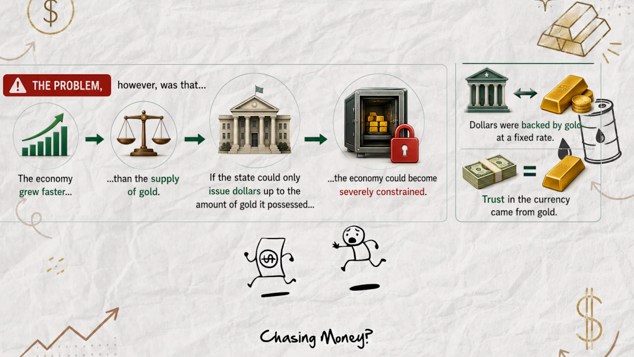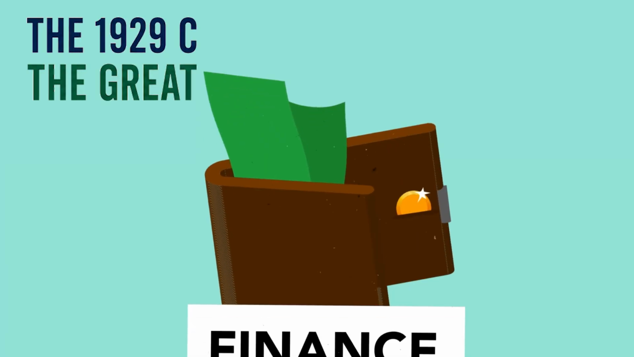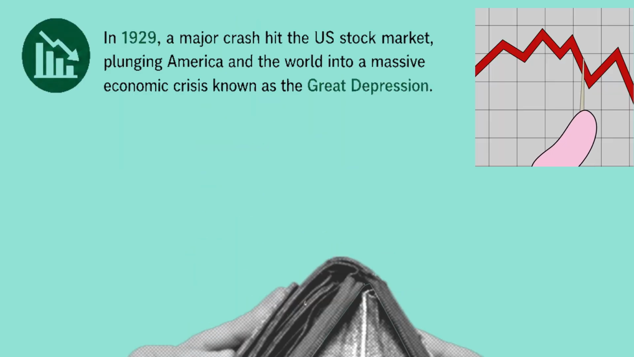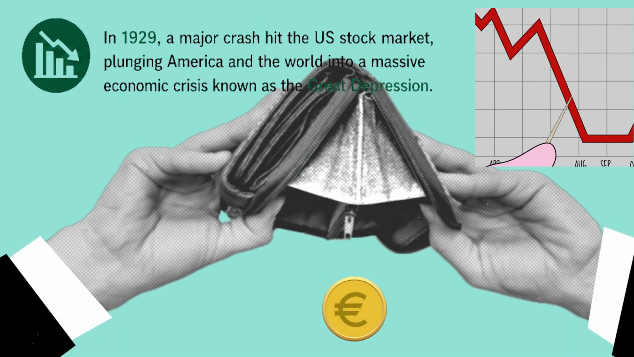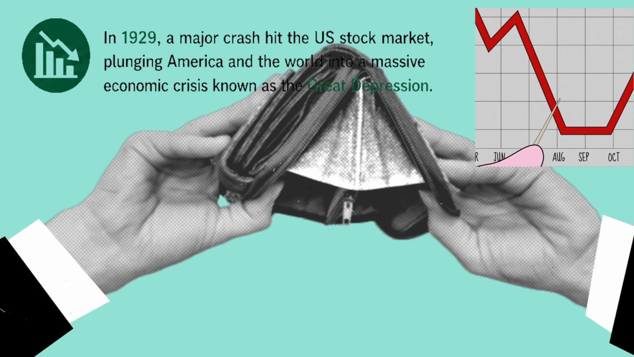If the state could only issue dollars up to the amount of gold it possessed, the economy could become severely constrained. The 1929 crisis and the Great Depression. In 1929, a major crash hit the U.S. stock market, plunging America and the world into a massive economic crisis, known as the Great Depression.